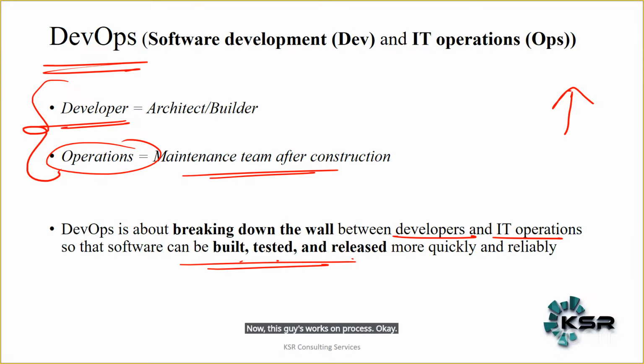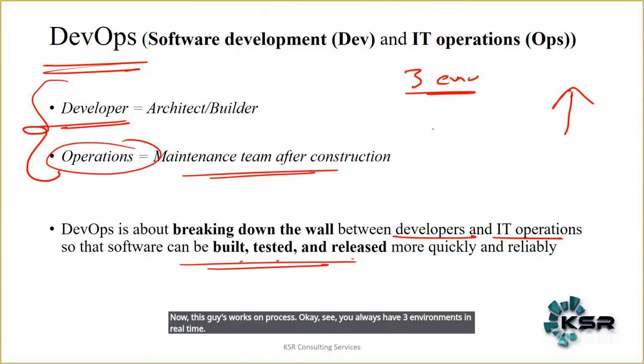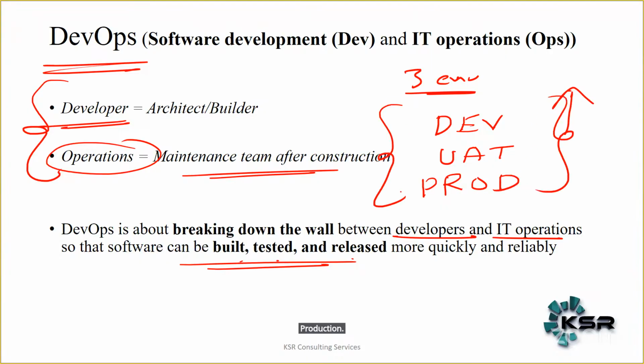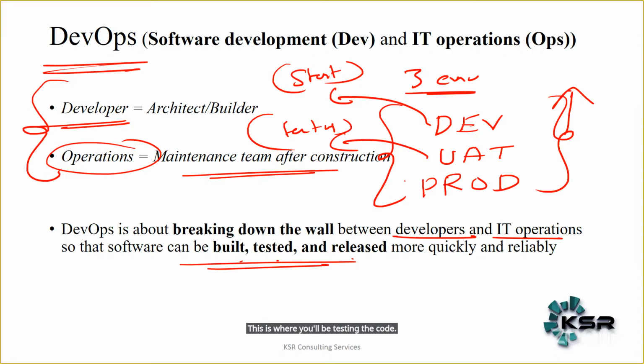Okay, see, you always have 3 environments in real time. One is called development. One is called UAT. What is the other one? Production. Pre-prod or production? Production. These 3 environments are there. Now, what are these 3? This is where you'll start writing the code. You will be developing the code. This is where you'll be testing the code. And this will be the live application where end users will use.